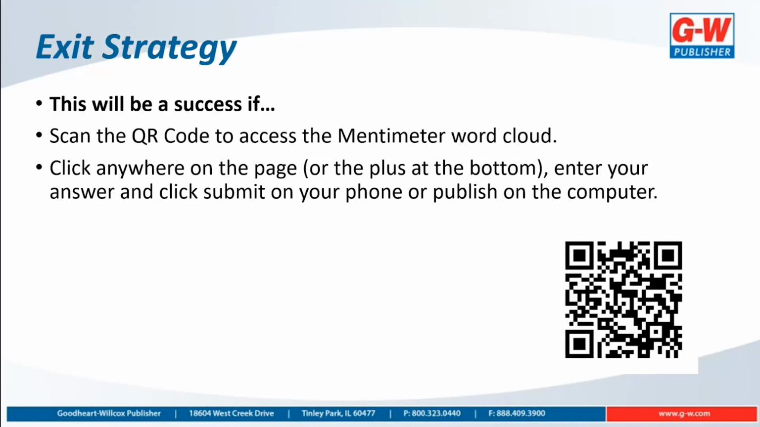Perfect. Okay. So our last strategy we're going to do today is an exit strategy to help us reflect on how we can utilize this in our own teaching. So this strategy is called "This will be successful if." And you can use this strategy in your classrooms to help kids reflect. It generally works better with our older students than our younger students because it does take a fair amount of reflection and cognitive ability to use the strategy. But this will be successful if, and I'm going to put a link in the chat box.